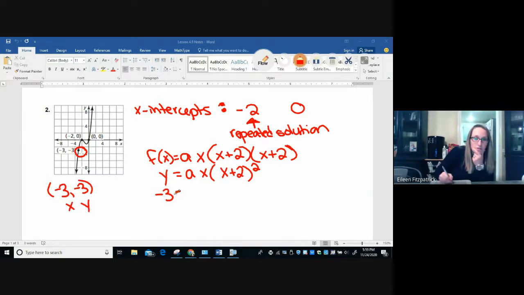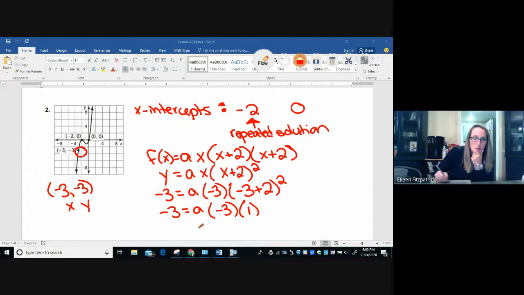So I have -3 equals a, and then times -3 times -3 plus 2 squared. Follow order of operations, so exponent first. Inside the parentheses, -3 plus 2 is -1. -1 squared is 1. So I have -3 equals a times -3. So that's -3 equals -3a. Divide both sides by -3, and a equals 1. I promise it's not 1 all the time. I know for the first two it was.